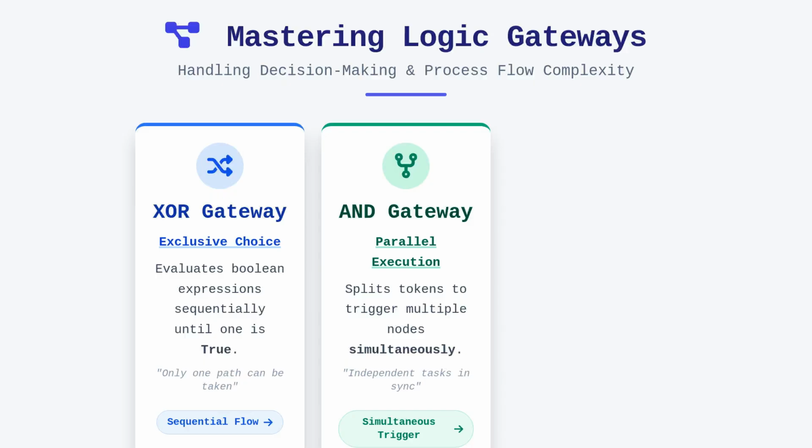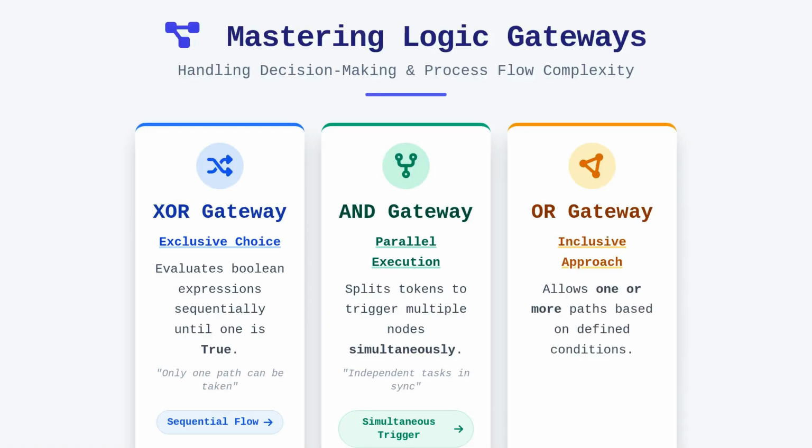The OR gateway provides a more inclusive approach, allowing one or more paths to be taken based on the conditions defined on the flow connections. When configuring these gateways, you must ensure that your Boolean logic is robustly written in the expression editor to avoid the common pitfall of having no path evaluate to true, which would cause the process to stall indefinitely.